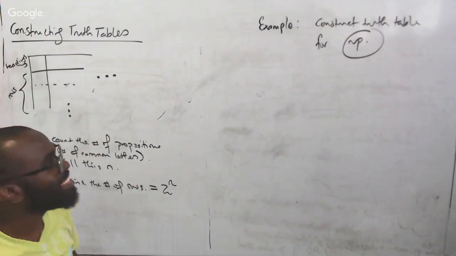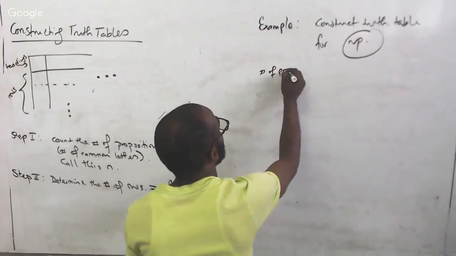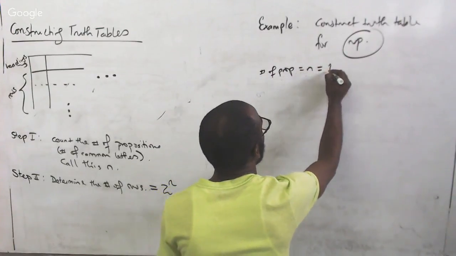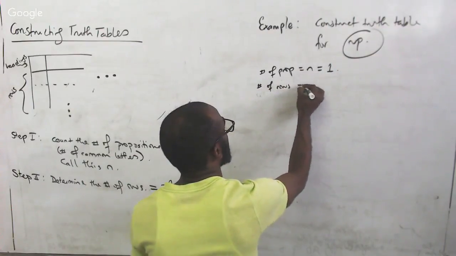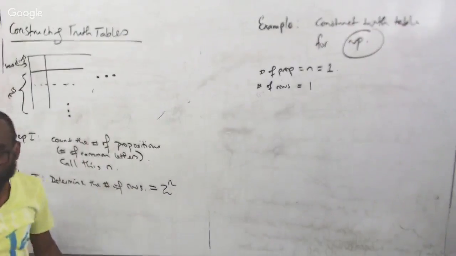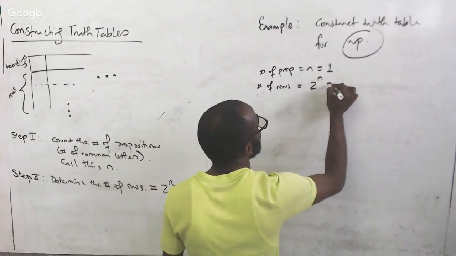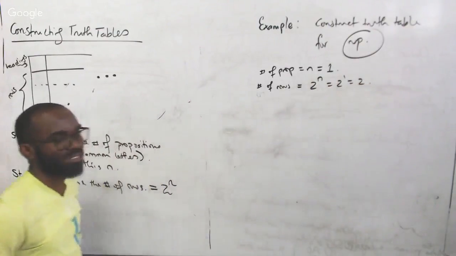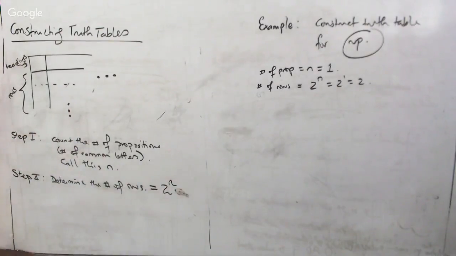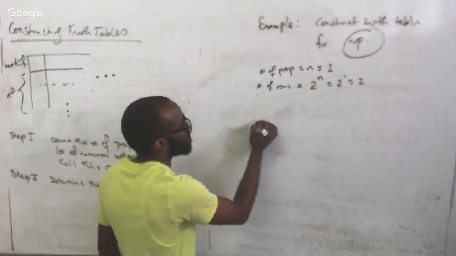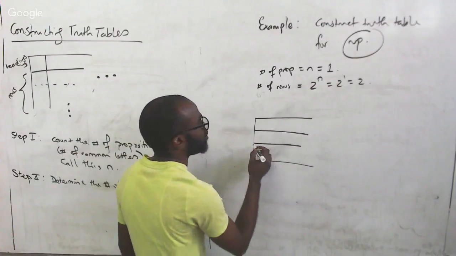So the number of propositions, which is equal to n, is equal to 1. Then the number of rows is equal to 2 to the n, 2 to the 1, equal to 2. So now I know so far that I have 2 rows. Sir, why are you drawing 3 rows? Because one is a heading.